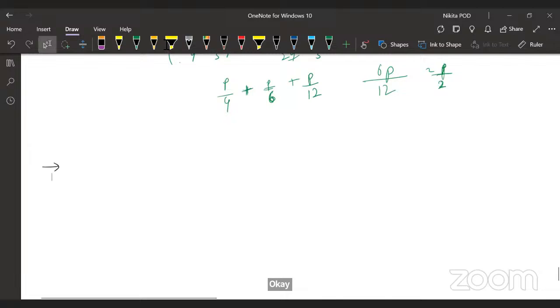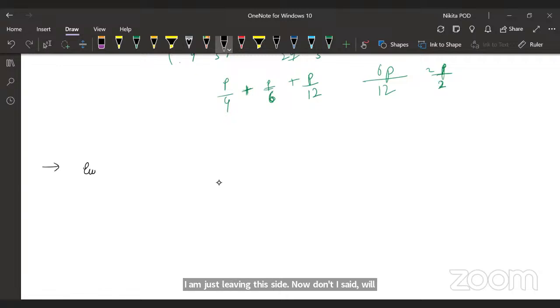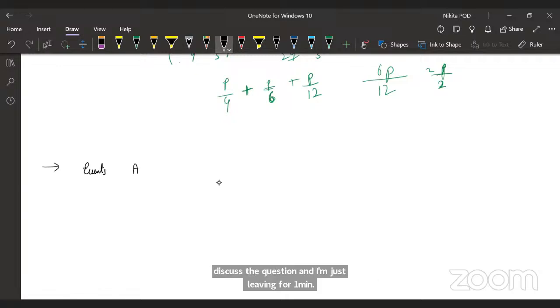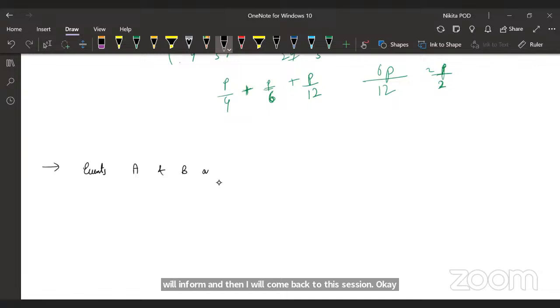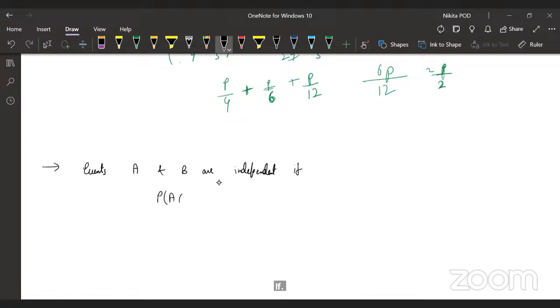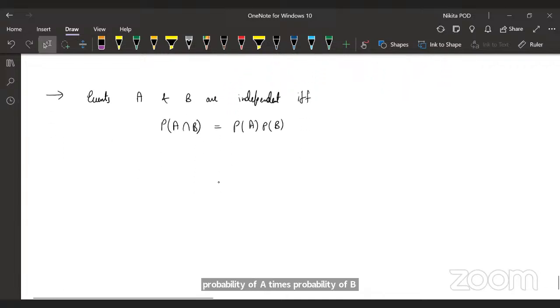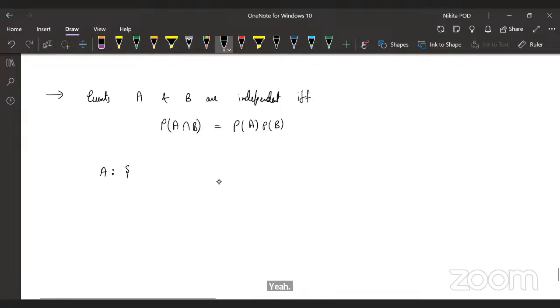Okay, sure. So when do we say events A and B are independent if the probability of A intersection B equals the probability of A times the probability of B? This is actually if and only if. Correct. Yeah.